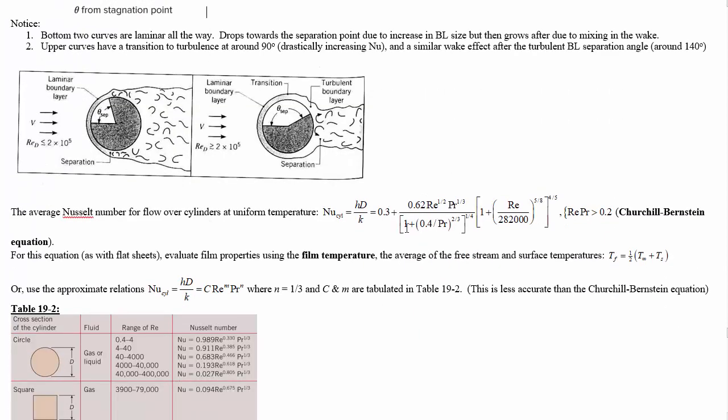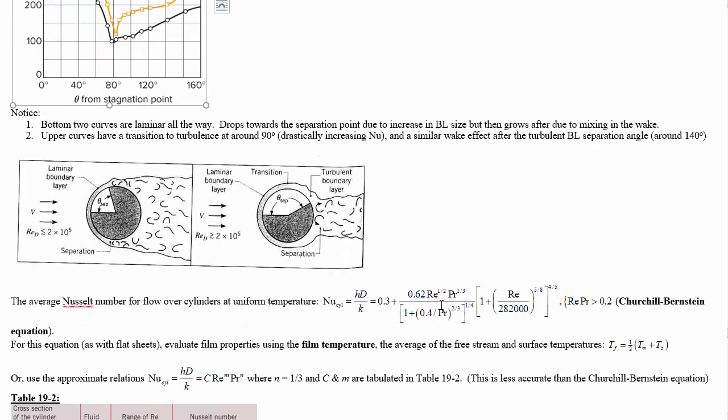So at the end of the day, after this analytical calculation, most of the time what we're interested in is the average convection coefficient over the whole cylinder surface, and that would be the one defined by this average or global Nusselt number given by the Churchill-Bernstein equation. And for this equation, as with flat sheets, what you want to use is the film temperature, the average of the surface and the free stream temperature when you're evaluating fluid properties.